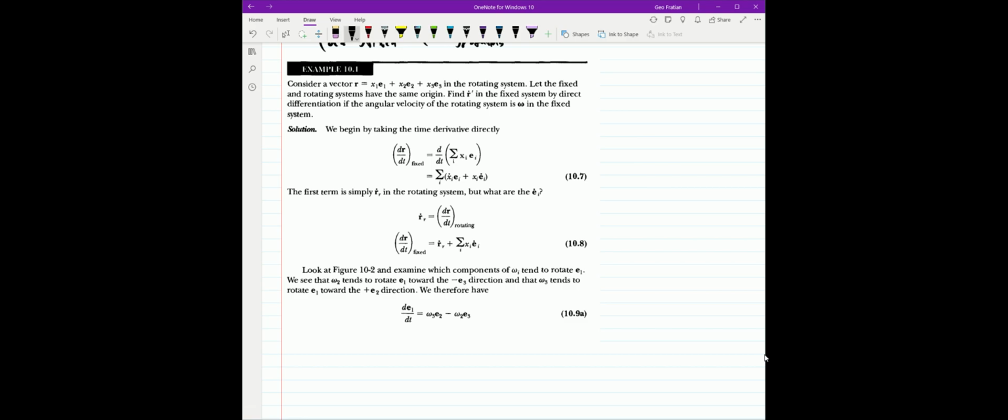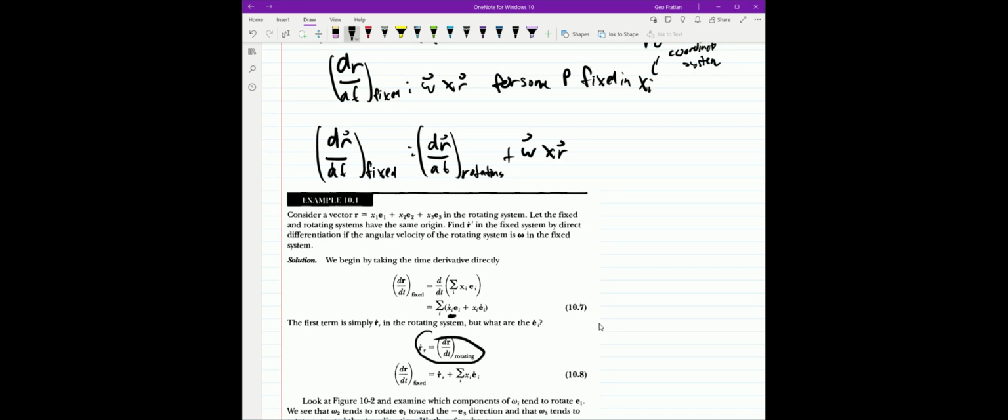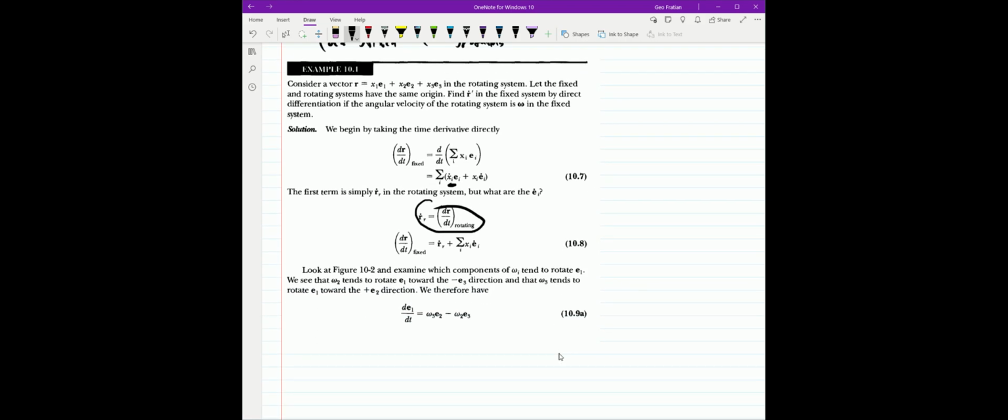Okay, so let's again start with the fixed, and then let's take the time derivative directly. So it's just equal to the time derivative of the sum of the xi ei's, which from the chain rule is just x dot i ei plus xi e dot i. And then the first term is simply r dot r, because it's just the velocity in that direction. But what are the e dots? We have to figure that out. So this r dot we can define as the dr rotating that we were talking about right here. So then we can rewrite this as r dot r, and then just leave the summation over these.